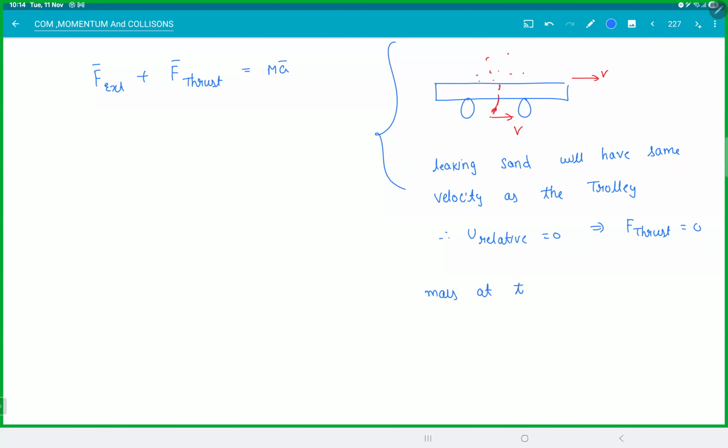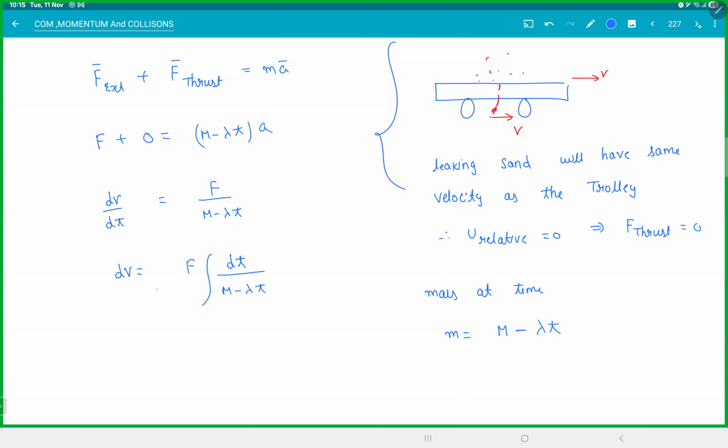Mass at time t, let me take this as small m, will be capital M, the initial mass, minus how much sand is leaking, lambda into t. So F external becomes F. This thrust force is zero. This is m minus lambda t into acceleration. So we get dv by dt is equal to F by m minus lambda t. So we get dv is equal to F into dt by m minus lambda t. Integrate this, 0 to v, 0 to t.